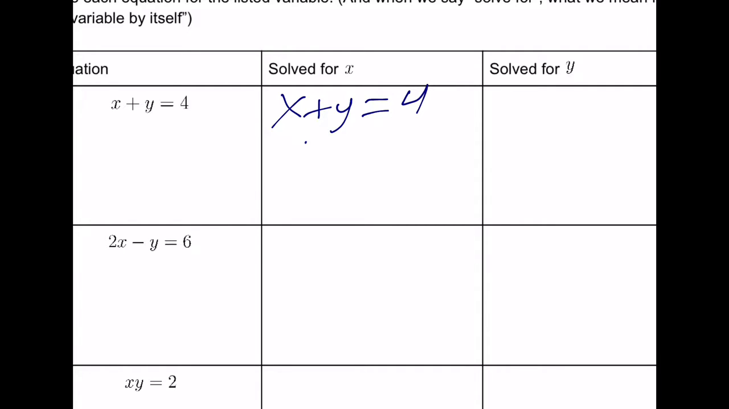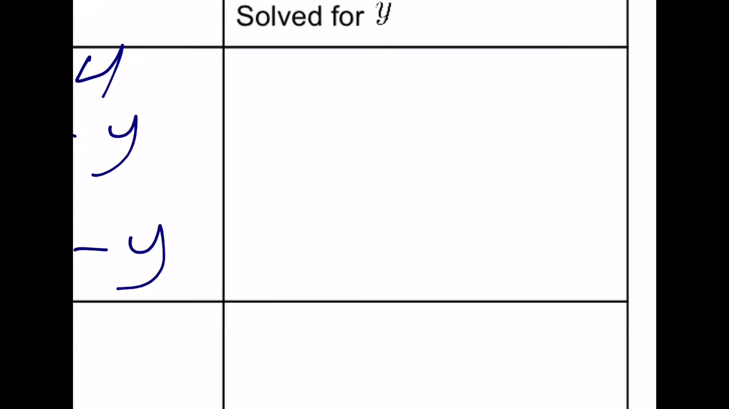I need to get x by itself, so I subtract y. The most common mistake is people think 4 minus y is 3, because there's a 1 in front of y. When in fact, it's simpler than that. What is 4 minus y? It's 4 minus y. They're different terms. You cannot subtract them.